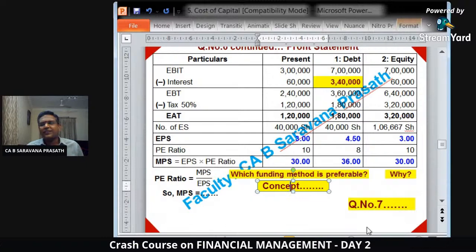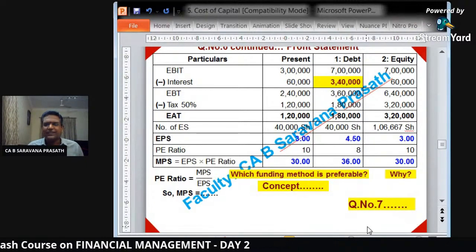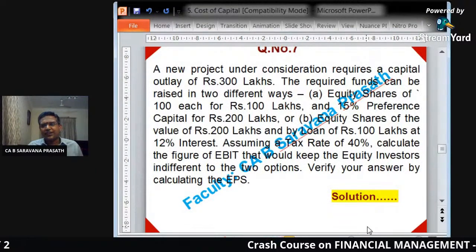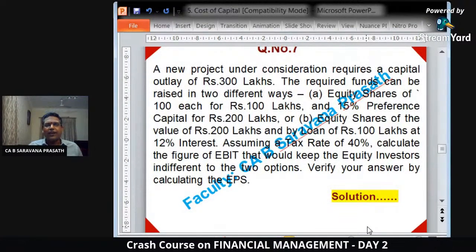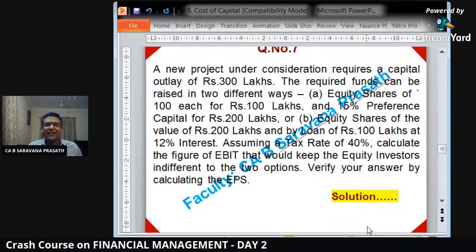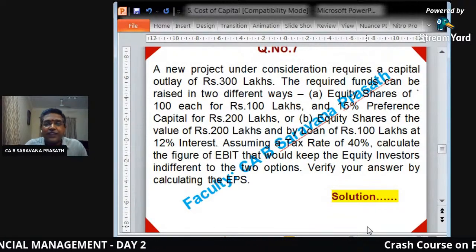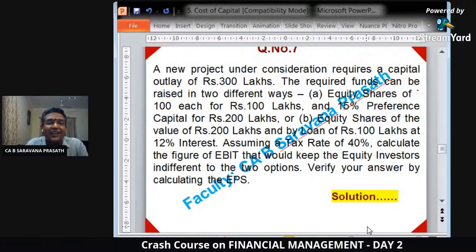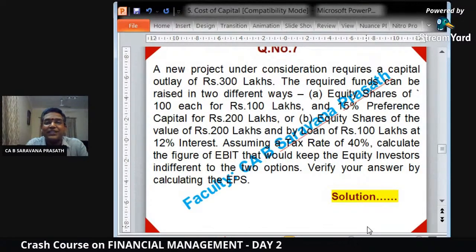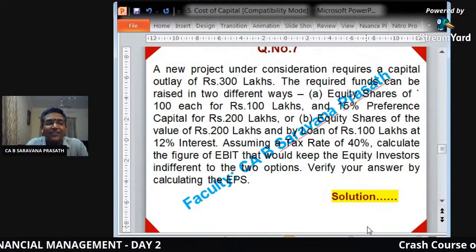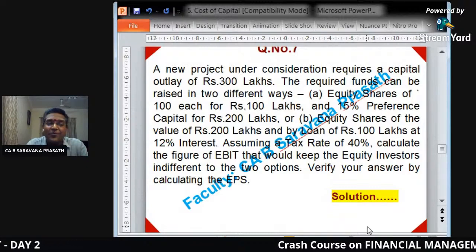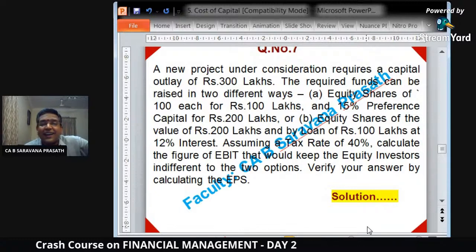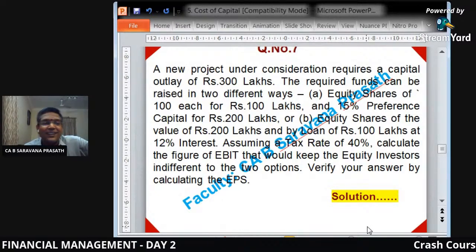Right. Let us look at another question to consider the next concept. A new project under consideration requires a capital outlay of 300 lakhs. Money required 300 lakhs. The required funds can be raised in two different ways. Equity shares of rupees 100 each for 100 lakhs and 15% preference share capital for 200 lakhs. We need a total 300 lakh. So 100 equity, 200 preference. Or by equity shares of the value 200 lakh and loan of 100 lakh at 12% interest.